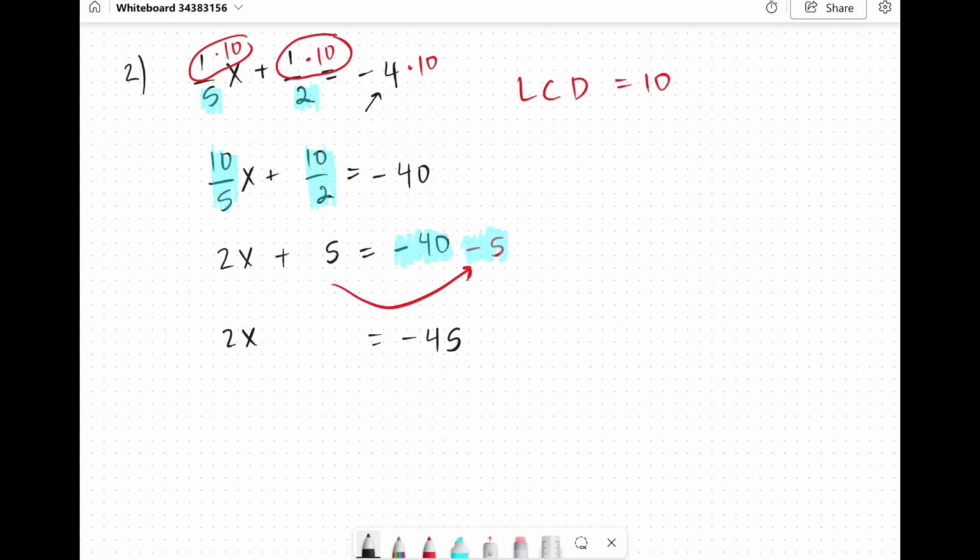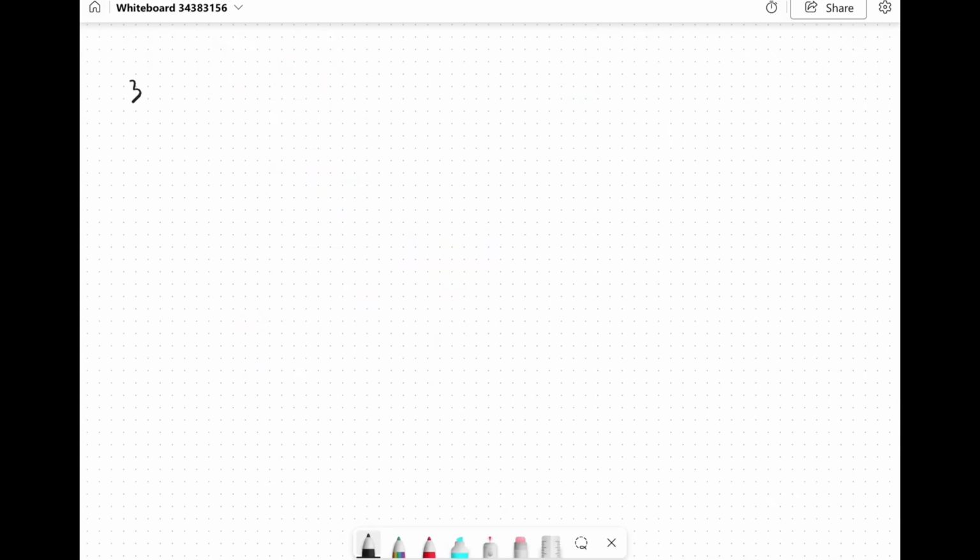And then you divide both sides by 2, which cancels it next to the x, and turns your negative 45 into negative 45 over 2. So x is negative 45 over 2. Again, this fraction cannot be simplified, but please make sure you check if you can. Here's your number 3. W minus 6 over 3 minus 8 equals W plus 4 over 4.